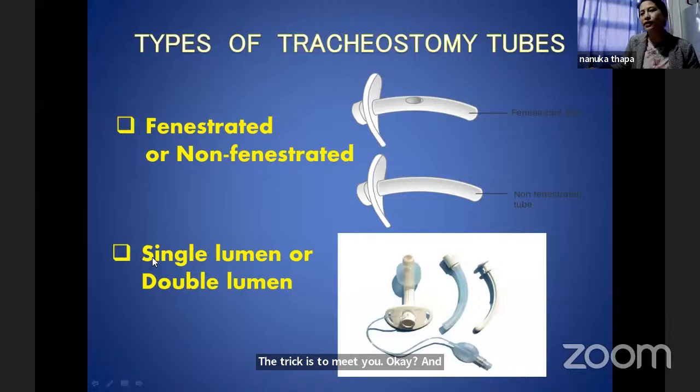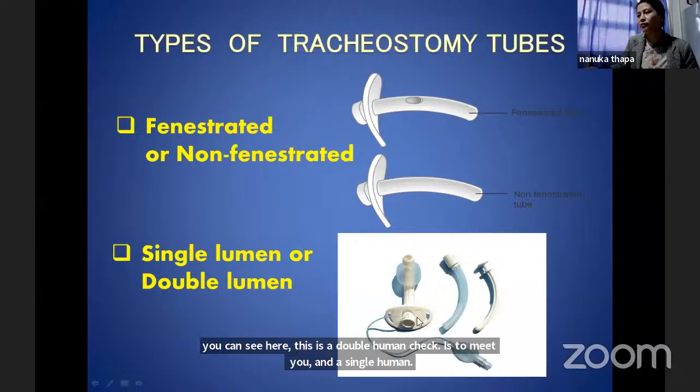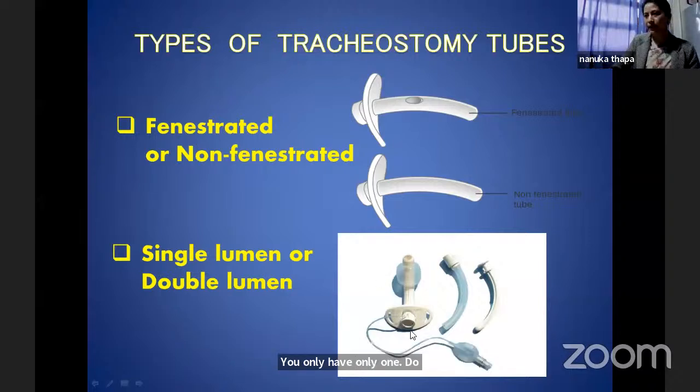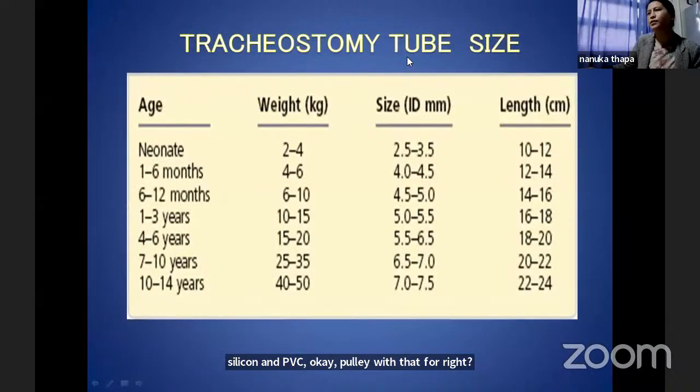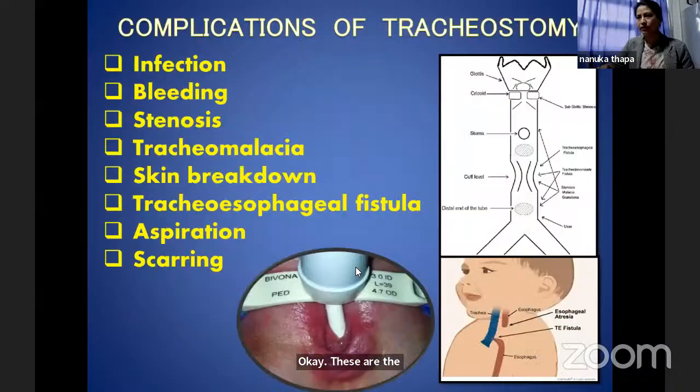So we also have single lumen and double lumen tracheostomy tubes. So you can see here, this is a double lumen tracheostomy tube, and in a single lumen, only one tube is present, okay? And types of tracheostomy tube according to the material, we also have metal, silicone, and PVC, okay? Polyvinyl chloride. So these are the types of tracheostomy tube. And for the tracheostomy tube size, as you can see in this diagram, mainly for adults we use 7.5 or 8 size, okay? These are the tube sizes which we use for adults.